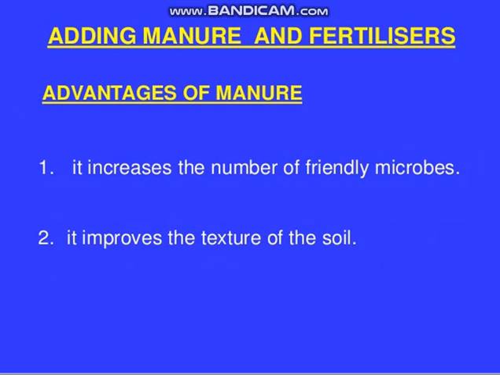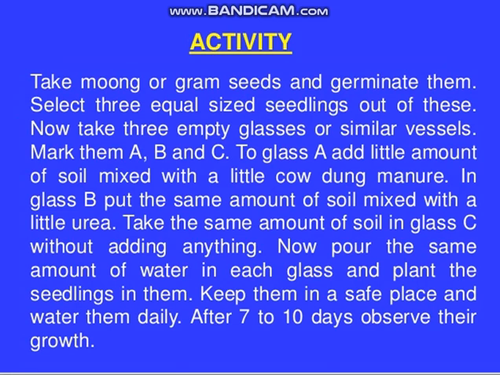Now, in our today's video, we are going to study the effect of manure and fertilizer on plant growth. So, for that, we have to perform one activity. Take moong or gram seeds and germinate them. Select 3 equal sized seedlings out of these. Now take 3 empty glasses or similar vessels. Mark them A, B and C.